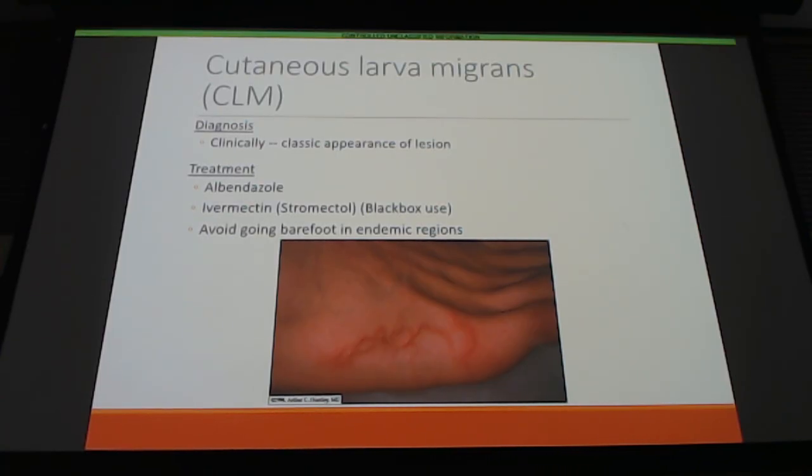All right. So what are you going to treat with? Albendazole. We used to use ivermectin. I left it on there, but the FDA has made it a black box warning. Okay. So generally, we don't necessarily use it unless we need to. Albendazole works just as well. Okay. So the big thing is, right, prevention is key. So looking there for the endemic areas.